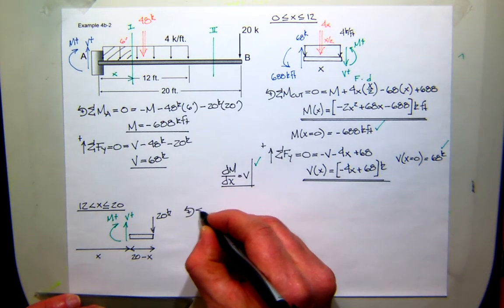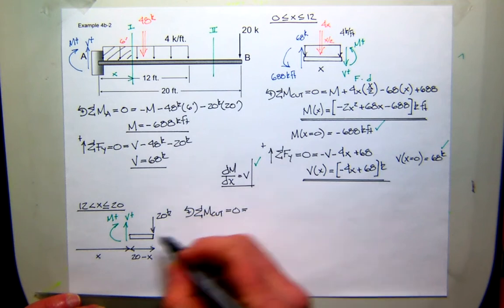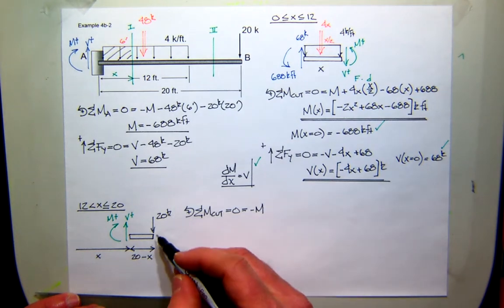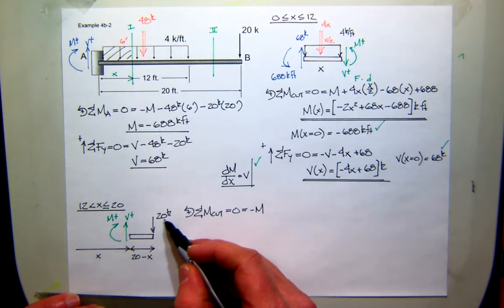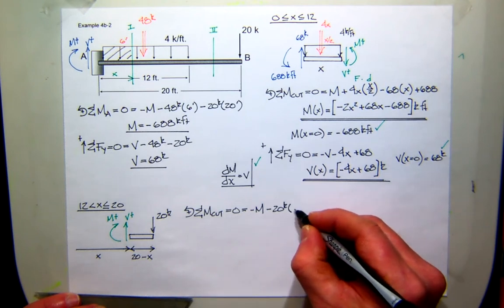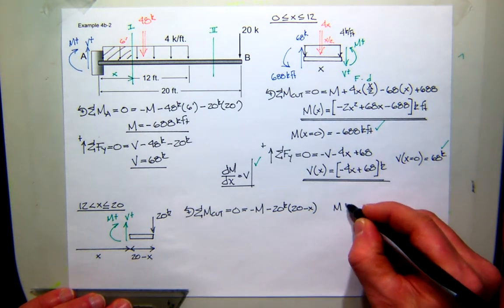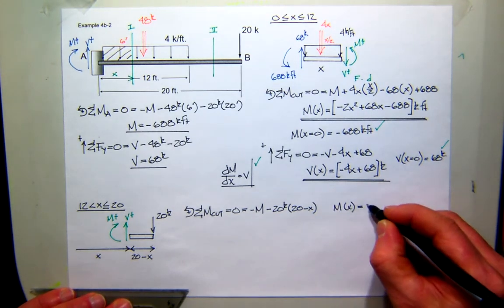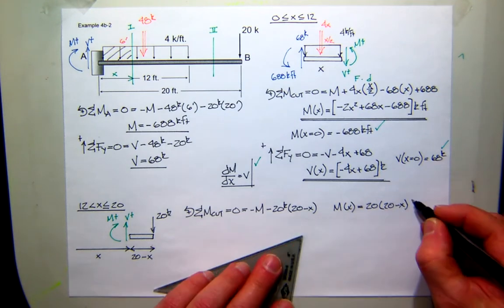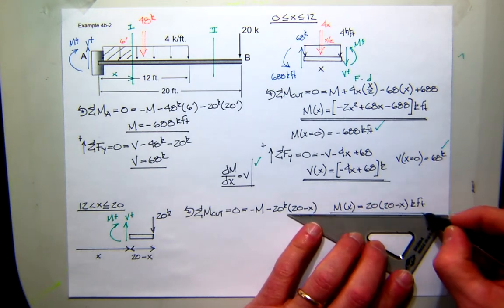So I'm going to sum moments about the cut and put an equilibrium. This moment with my sign convention is negative. The moment created about the cut with the 20 kip force is also negative. What's its moment arm? 20 minus x. So therefore, what is the moment as a function of x? Looks like it's 20 times 20 minus x. And that would have units of kip feet. Do you have to multiply it out? No.